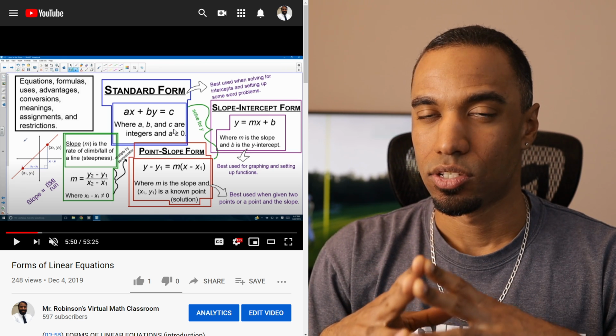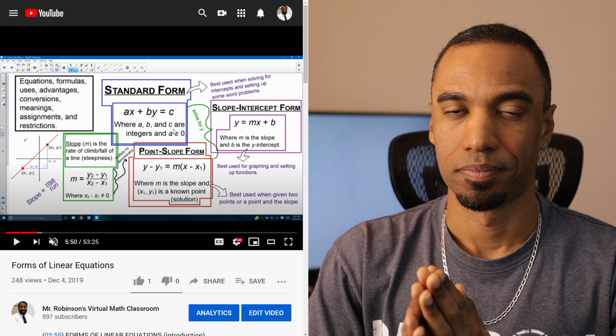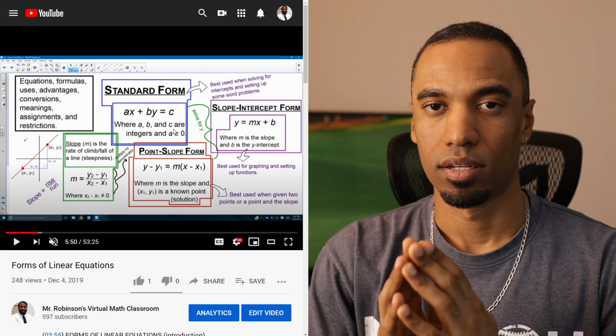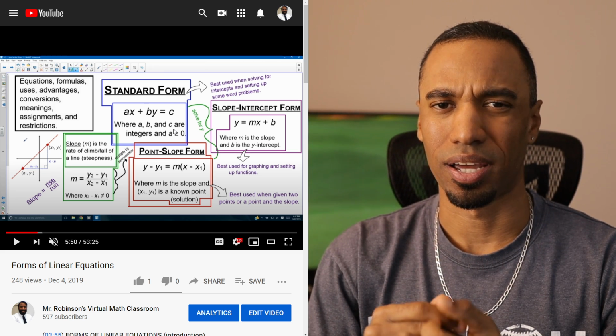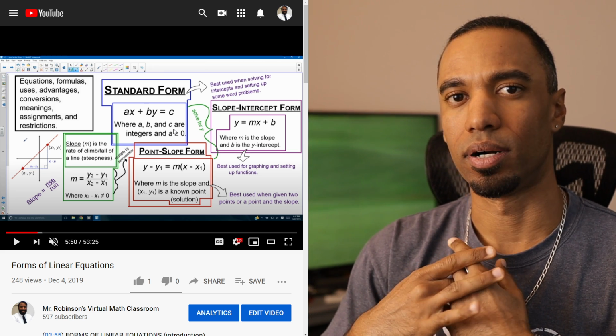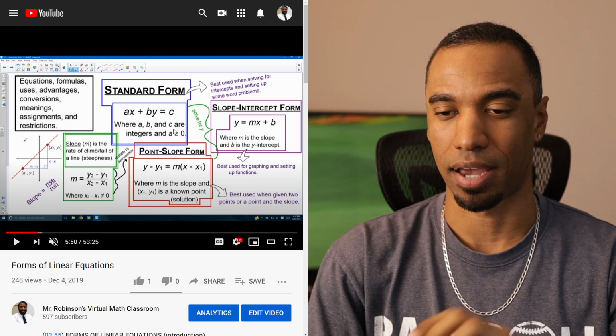And believe it or not, some people prefer point slope form. Some of the people I presented it to said, I kind of like point slope form more. I know most people don't, but some actually do.